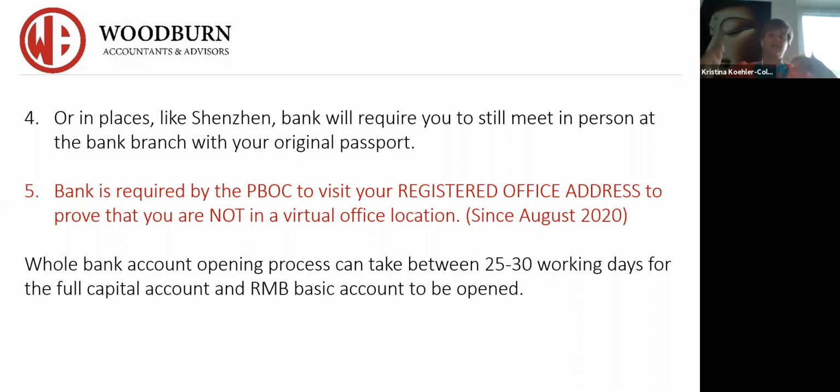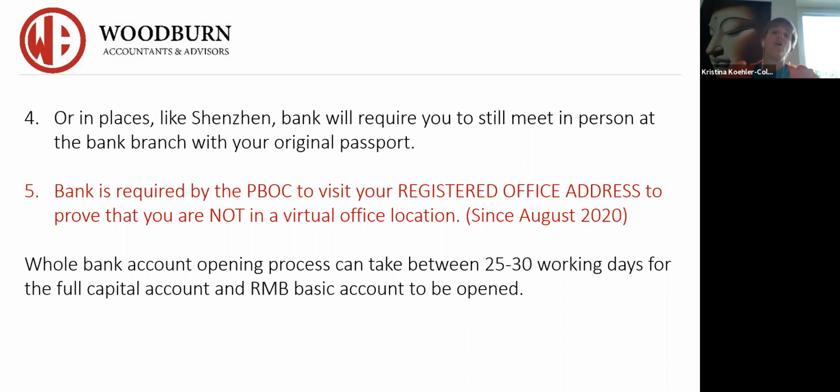Once all the documents are submitted, bank accounts have been viewed, videos have been viewed, etc., then the People's Bank of China requires now, since August of last year, that the bank visits the offices, the registered office addresses, to prove that they are not in virtual office locations, but that they are actually in operational offices, which is why, again, my webinar from Wednesday is so critical about selecting your registered office address and not just going with a virtual location. Okay.